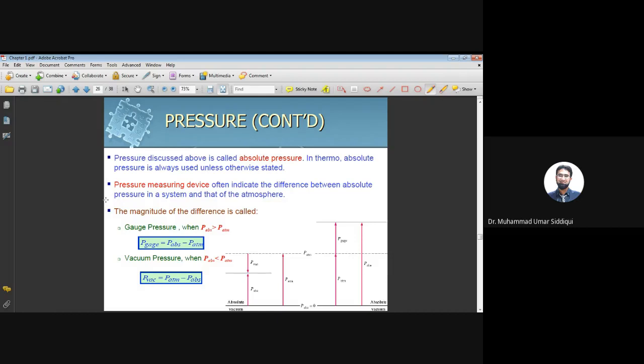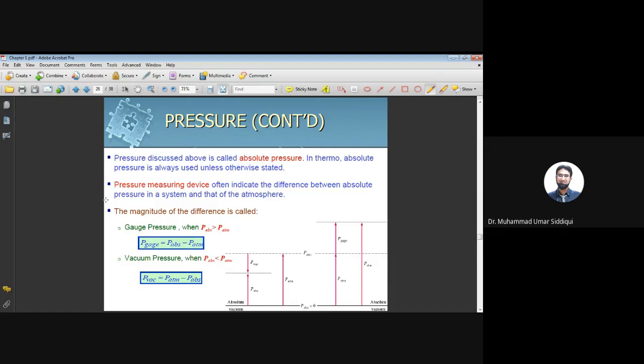We're going to go step by step. First of all, I want you to let me know, do you understand what is absolute pressure? Yes, sir. Okay, now let's move ahead. Suppose you want to measure the pressure of something. Let's say you have a tire, inside the tire you have air, and you want to measure the pressure of air in the tire.